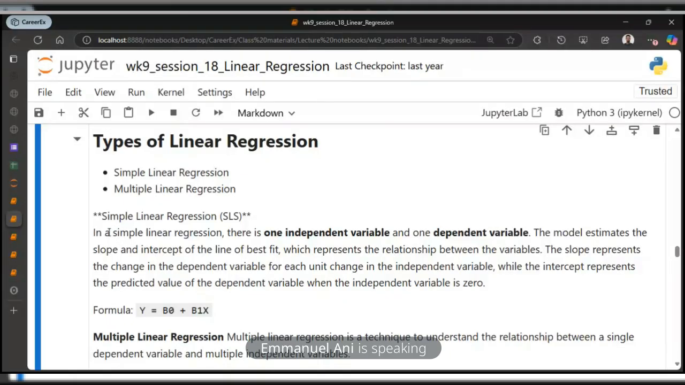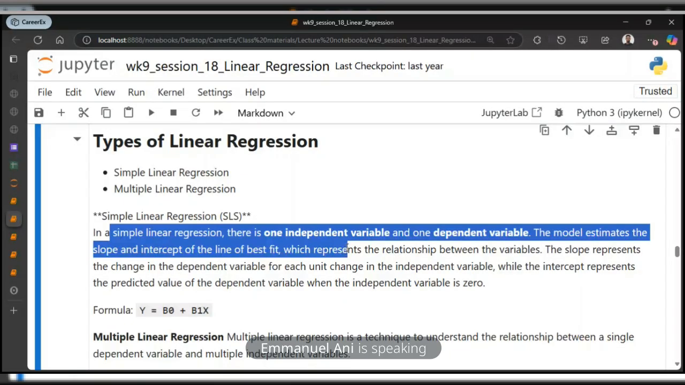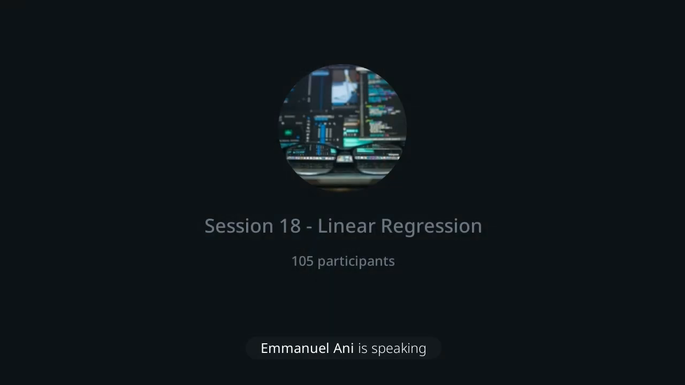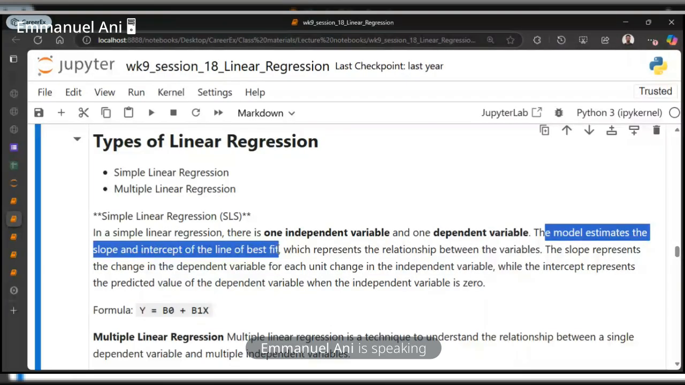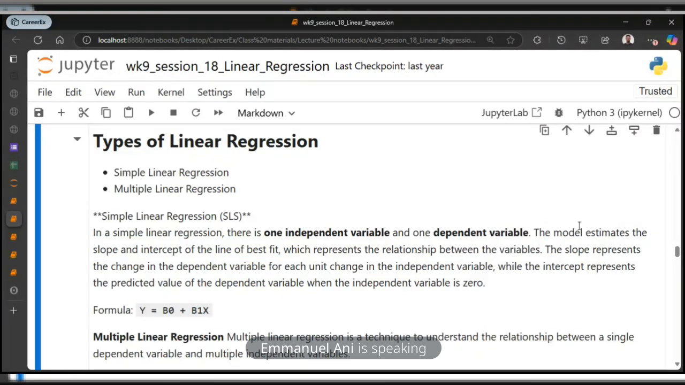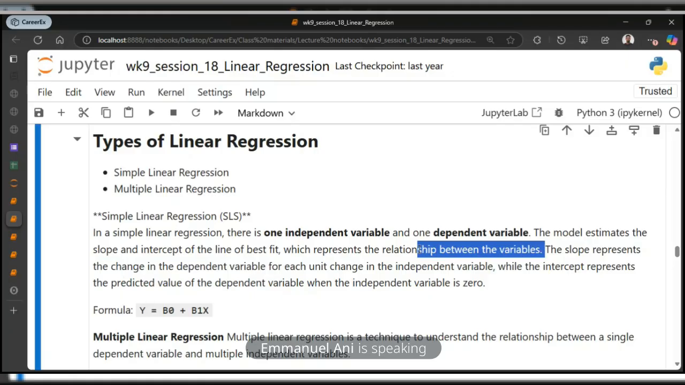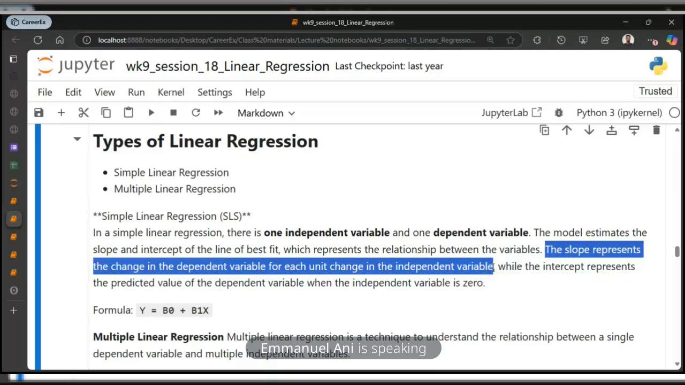Simple linear regression has just one independent variable and one dependent variable. The model estimates the slope and the intercept of the line of best fit, which represent the relationship between the variables. The slope represents the change in the dependent variable for each unit. So this is just change in y over change in x. That is the definition of your slope, basically.